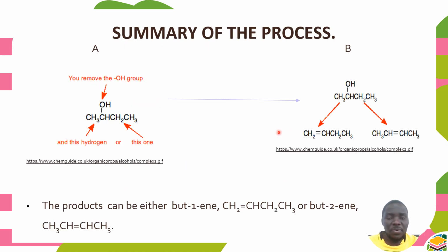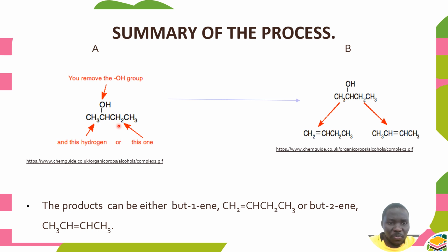Now, I want to take you into a summary of the process. We need to understand where we said any alkene of our interest can be prepared. We should go through the summary together. So, in this summary, we have butanol. Butanol is an alkanol. So automatically the alkene that we want to produce is butene.